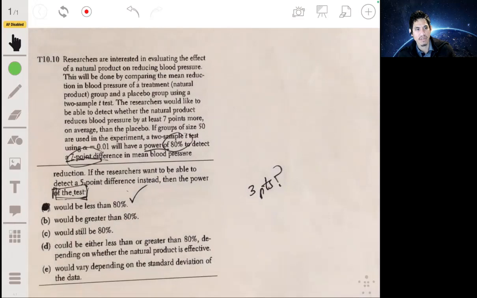I don't know if I rambled on too much or if that made it more confusing, but just think of the logic: it's easier to detect bigger differences than it is to detect smaller differences. So I hope that helps. Good luck.